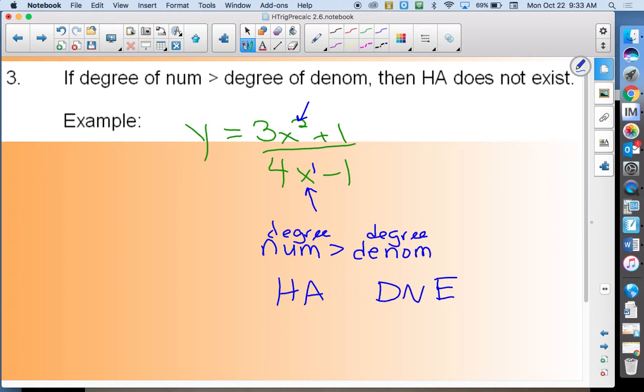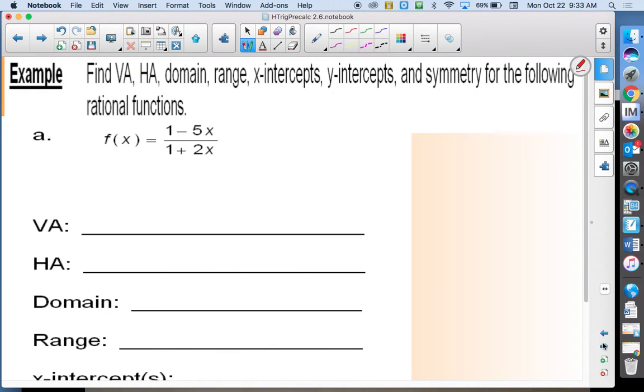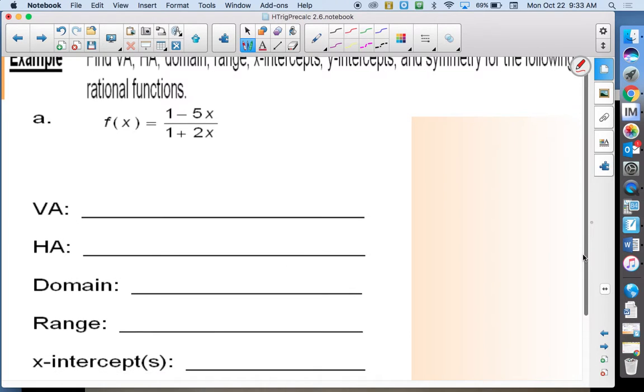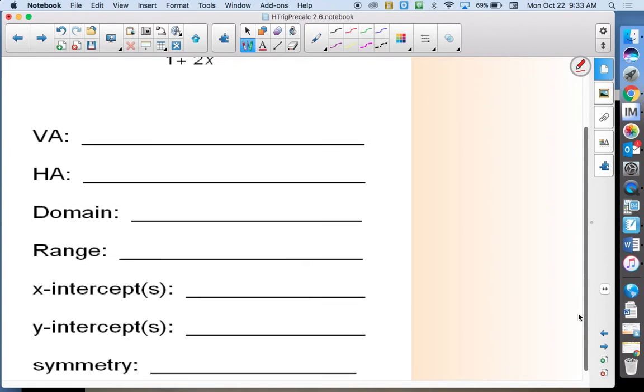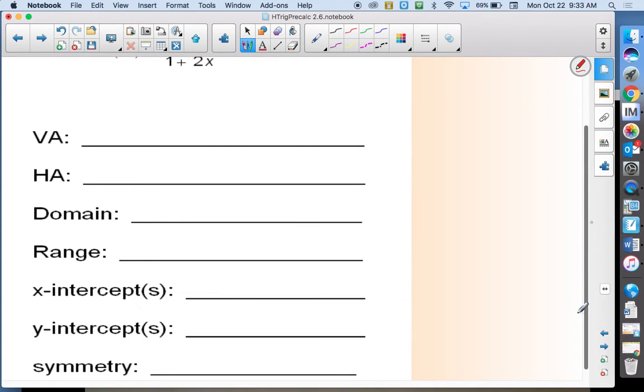So we're going to see if we can work through a couple of problems, just looking at the pieces of the graph, trying to figure out what part of a function creates different parts of graphs. Now we're looking at rationals, so fractions. I tried to organize it fairly neatly, but we have a function. Underneath, we're going to try and figure out the vertical asymptote, the horizontal asymptote, the domain and range, and then the x and y intercepts, and then if there is any symmetry.